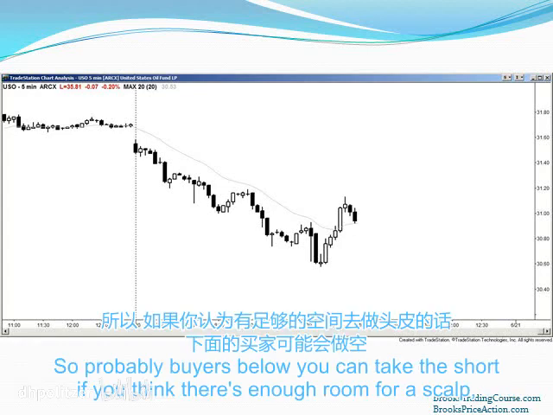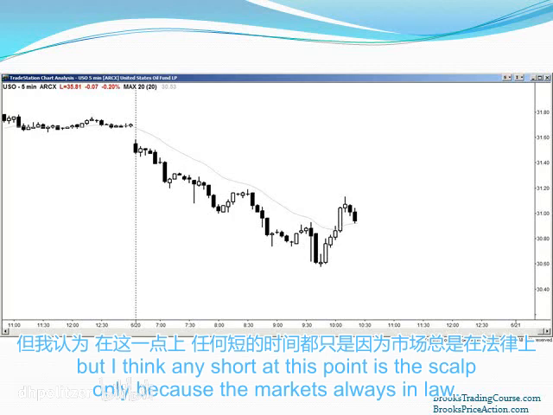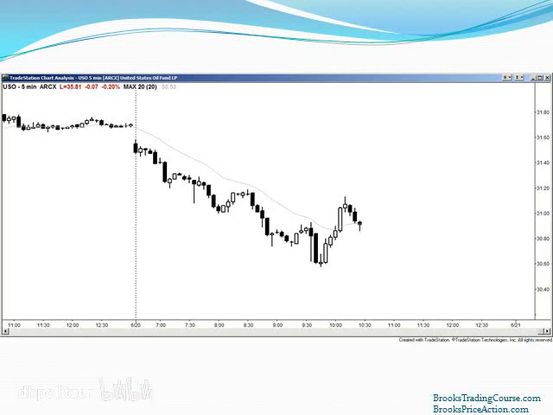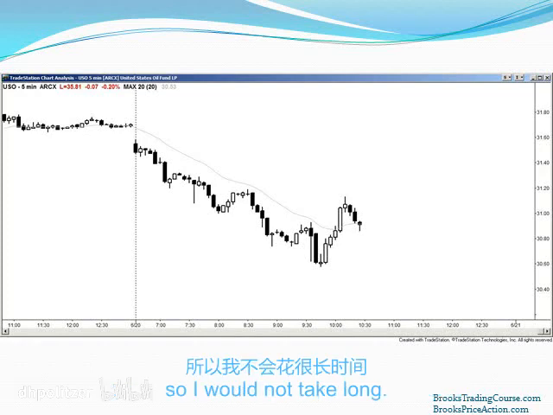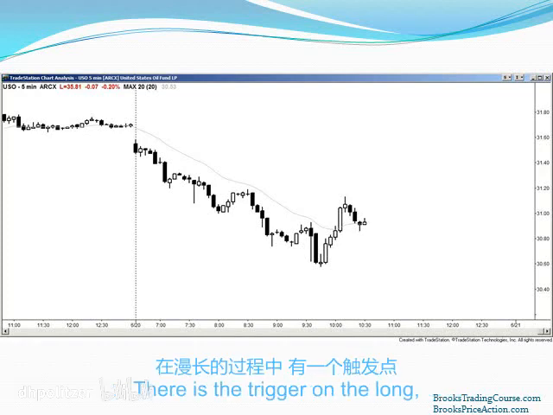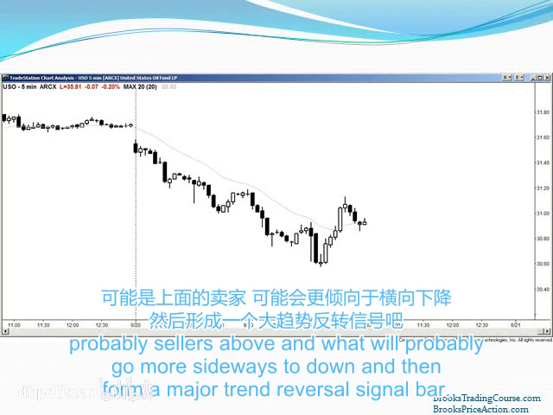So probably buyers below. You can take the short if you think there's enough room for a scalp, but I think any short at this point is a scalp only because the market's always in long. Another bear bar, not enough of a pullback for the major trend reversal, so I would not take long. There's the trigger on the long, probably sellers above, but will probably go more sideways to down and then form a major trend reversal signal bar.